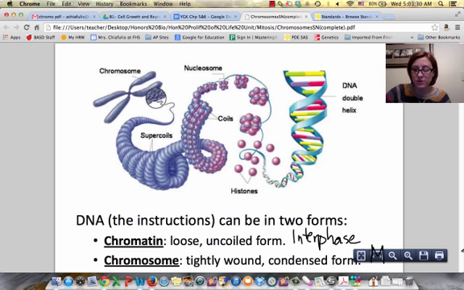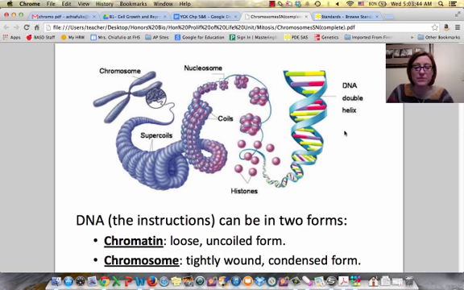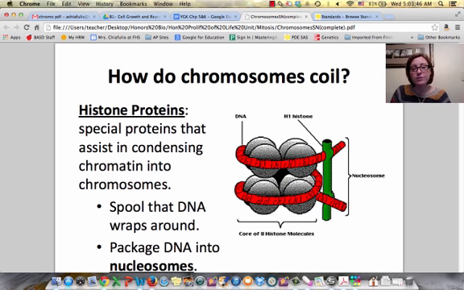Okay, so that would be the M phase. During cell division, we're going to see our DNA condense for the purpose of being separated during the division process. So how do chromosomes coil?